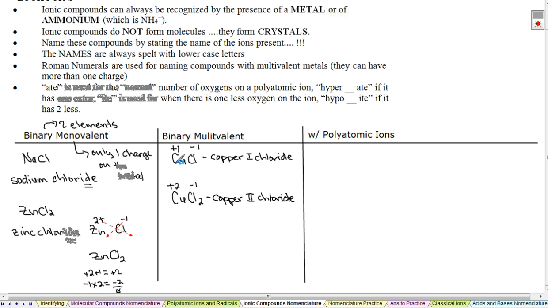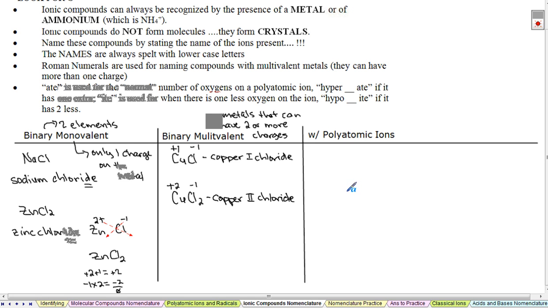And in some cases, our metals can have more than one charge. So when we talk about multivalent, that means metals that can have two or more charges. Like manganese can have 4 different charges, which is kind of interesting. So we have to know exactly what form of that metal we're dealing with.